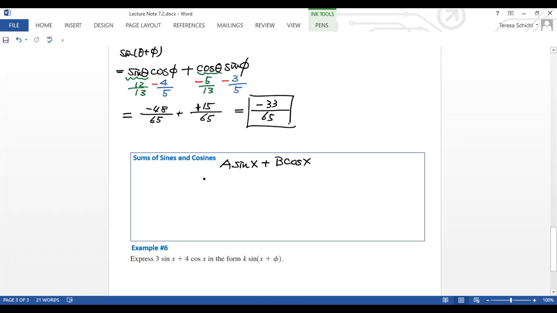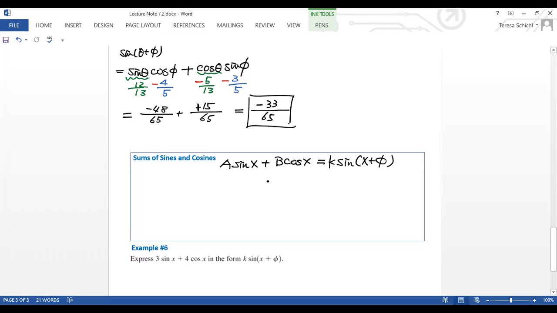So this formula is quite useful. What is here? We can say this one is equal to some constant k times sine of x plus phi. I'm not going to prove it, I'm just writing it out here as part of the formula.